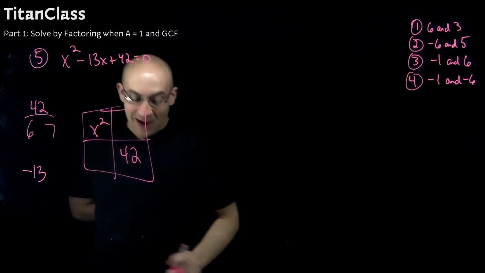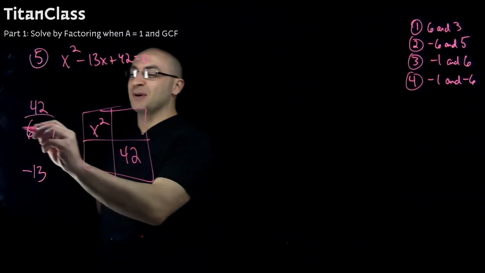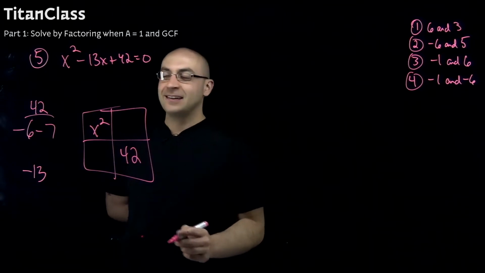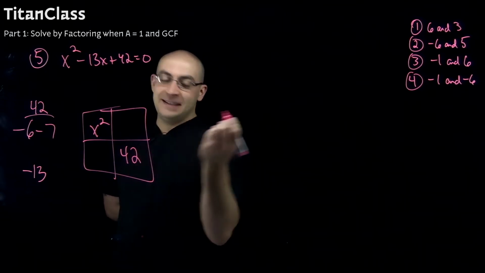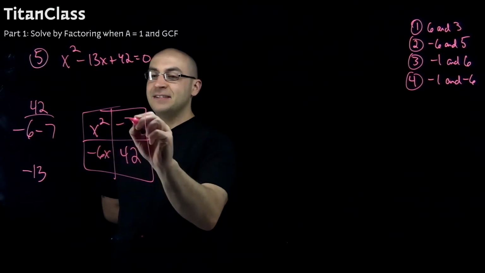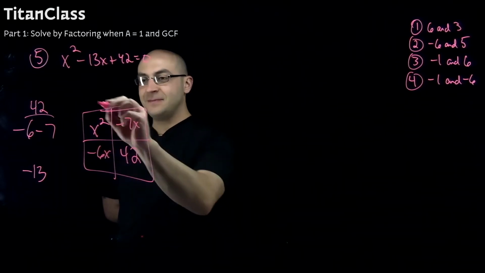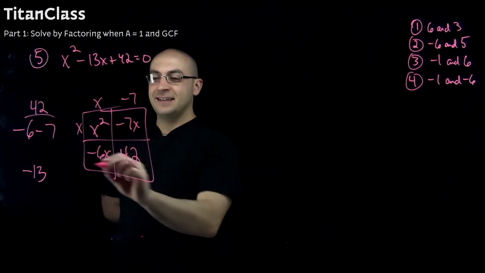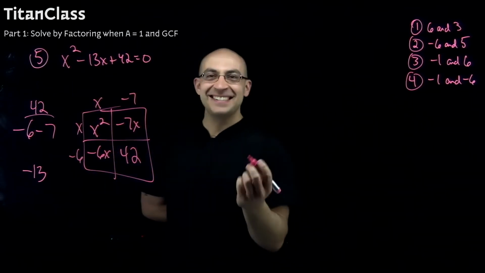I promise you, I did not do this on purpose. And I really thought it wasn't going to be a 6 and a 7. Wow. I mean, -6x, -7x. This is crazy. -7x, -6. This is so stupid.